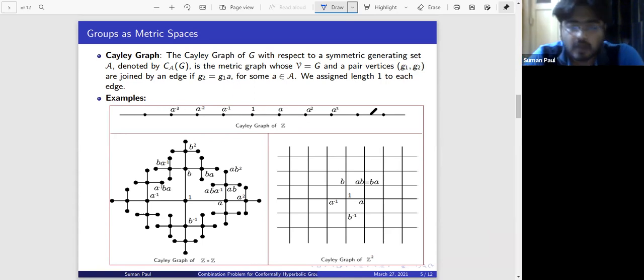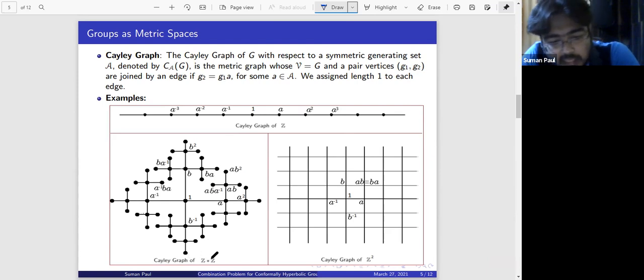And similarly for the others. So basically, you get the real line, and you also assign length 1 to each edge. So the distance between A and A squared in this metric, in this graph, is 1. Okay. And the second example is a bit difficult.